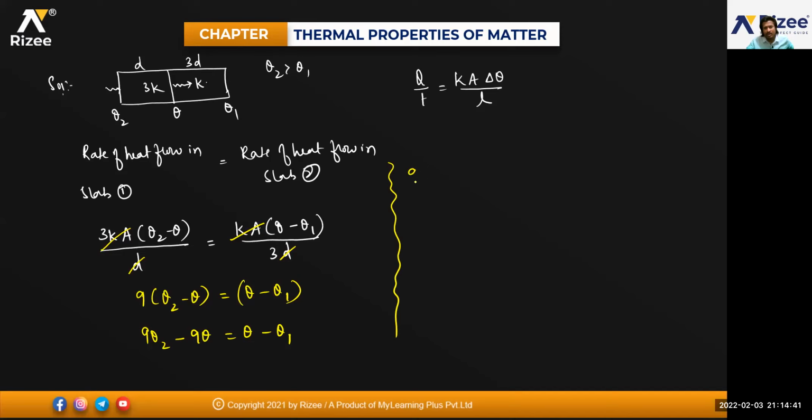So this becomes 9 theta 2 plus theta 1 is equal to theta plus 9 theta, that means 10 theta. So 9 theta 2 plus theta 1 is equal to 10 times theta. So theta will be equal to how much? 9 by 10 times theta 2 plus theta 1 by 10. That will be the answer.